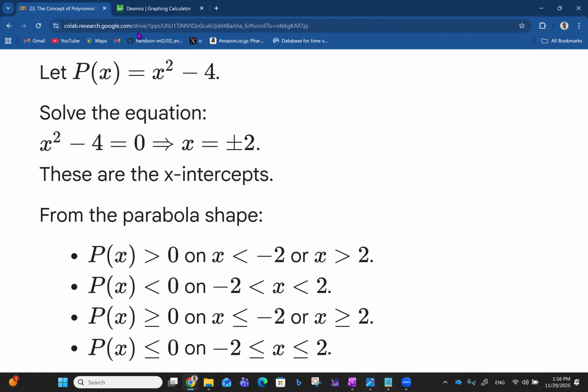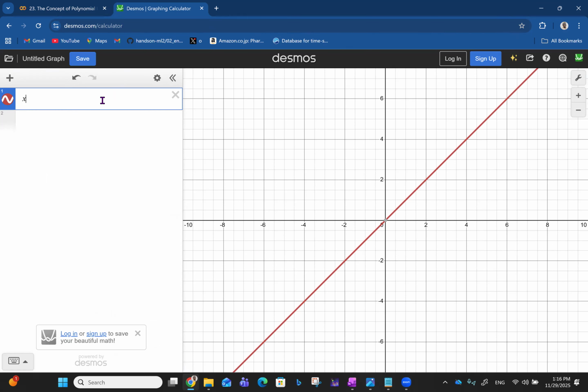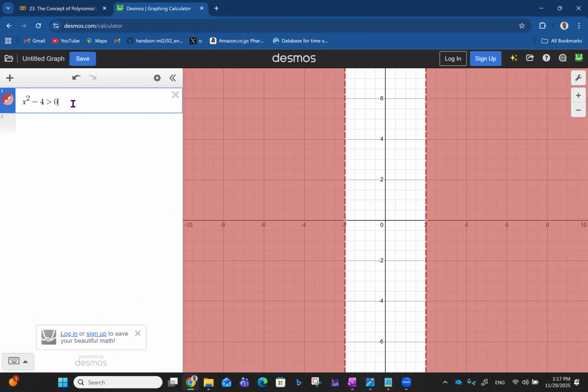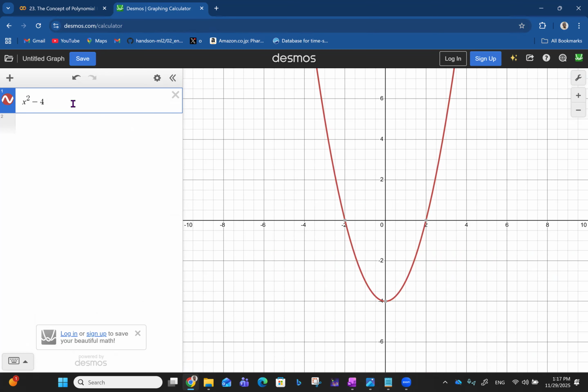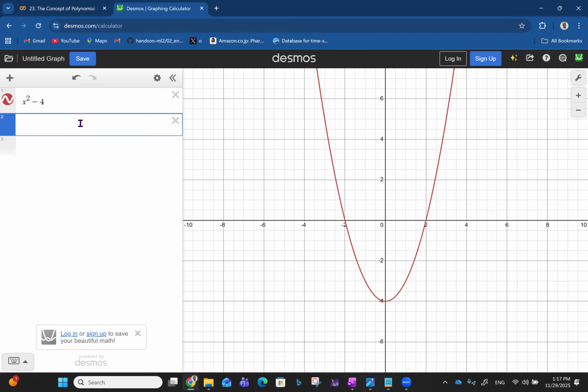Okay, so let's try that. We have x squared minus 4, x raised to power 2 minus 4. So already we have these two solutions. For this to be greater than 0, but we know that from here, this greater than 0 means we have x less than minus 2.